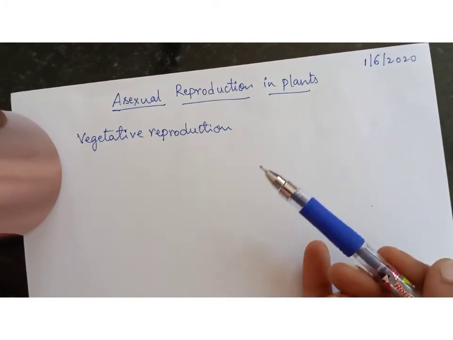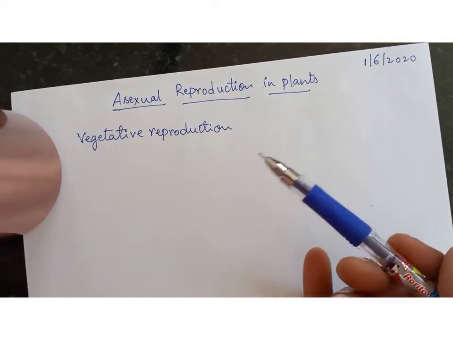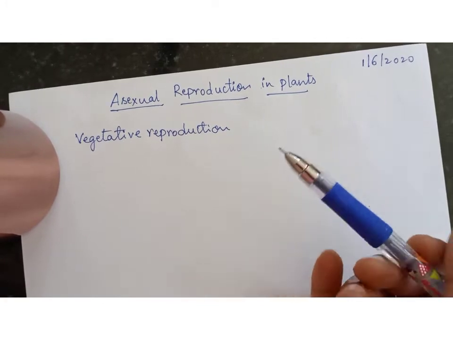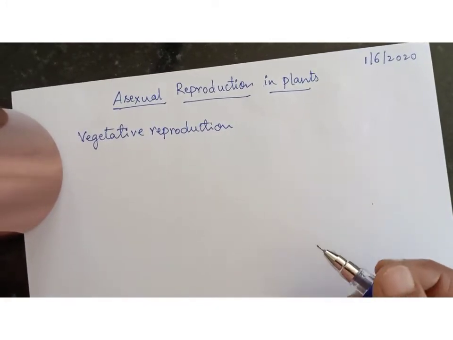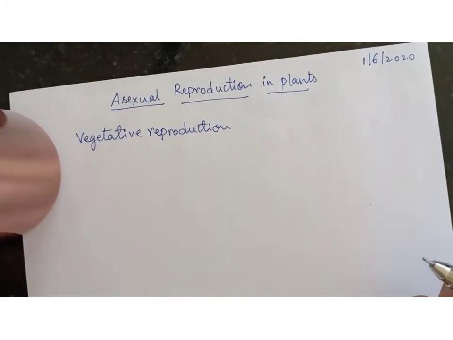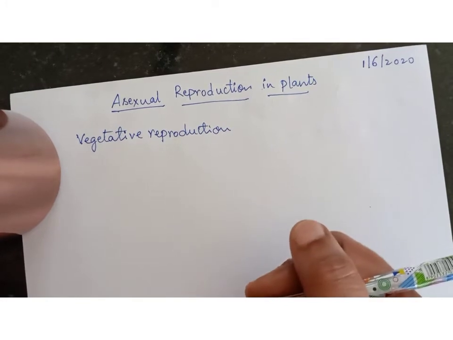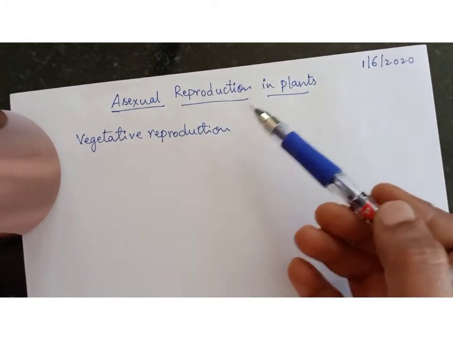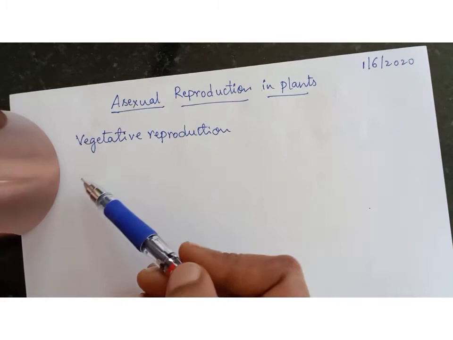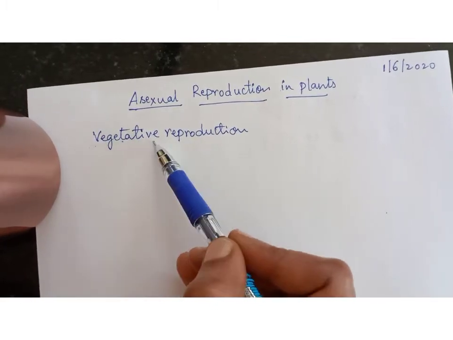Higher plants means we are concentrating on the angiospermic plants, and how asexual reproduction takes place there. We all know that angiospermic plants, or any plant, mainly have two parts: one is the vegetative part and the other is the reproductive part. Asexual reproduction in higher plants always takes place by the vegetative part of the body.